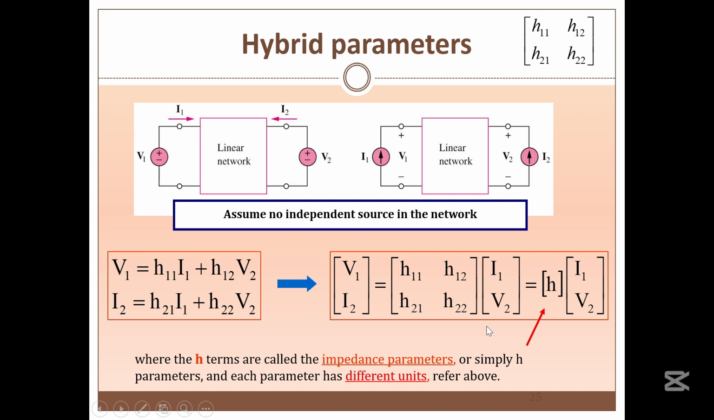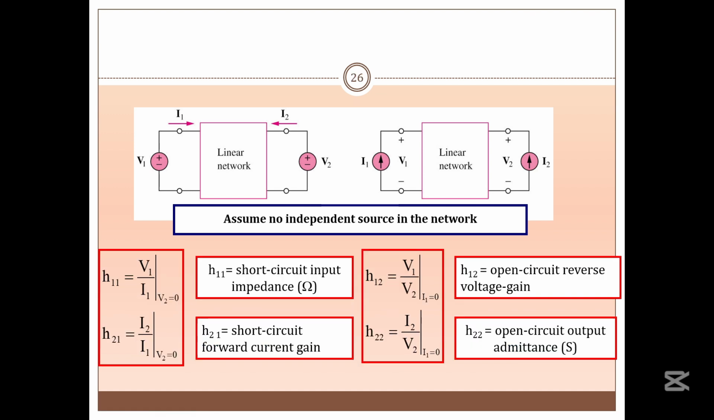Okay, and you will have a different unit here. You will have an impedance, because V over I is impedance, and then I over I is a current gain, and there is also reverse voltage gain and open circuit output impedance. So you have different units for different parameters. So H11 and H12 are not both impedance. One is impedance, another one is voltage gain.